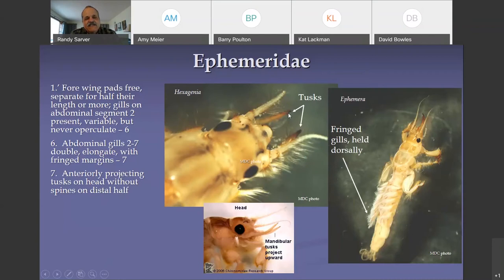and then it's modified mouth parts here. These are mandibular tusks, or a modification of the mandibles. And so it's a matter of looking at these tusks and what shape are they, and where are the spines present? If they have spines on the tusk, where are those spines? So if you look at the bottom left, you'll see that these mandibular tusks are kind of curved in an upward direction. And according to the key, they don't have spines on the distal half. So that's the far half away from the body.